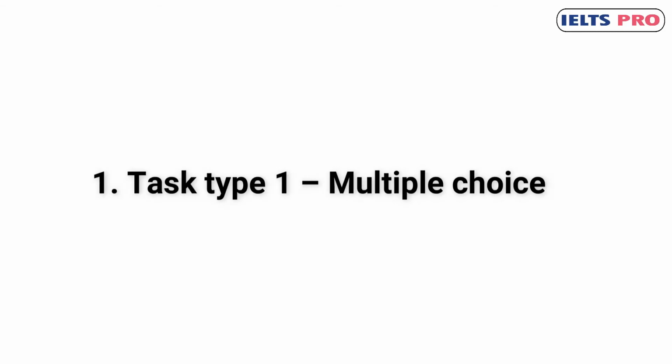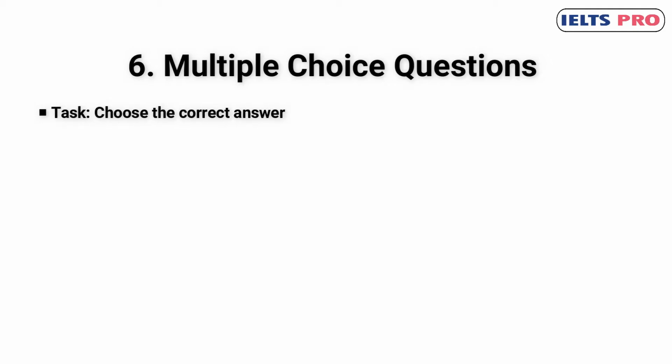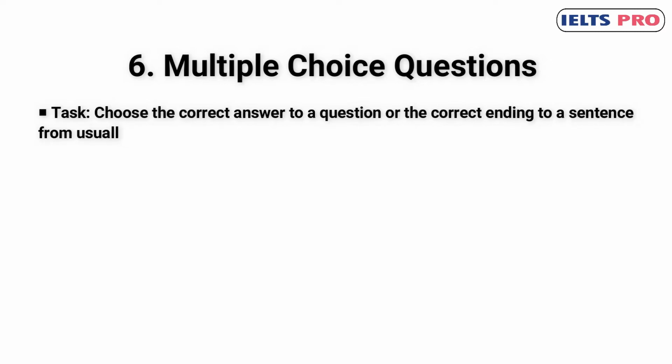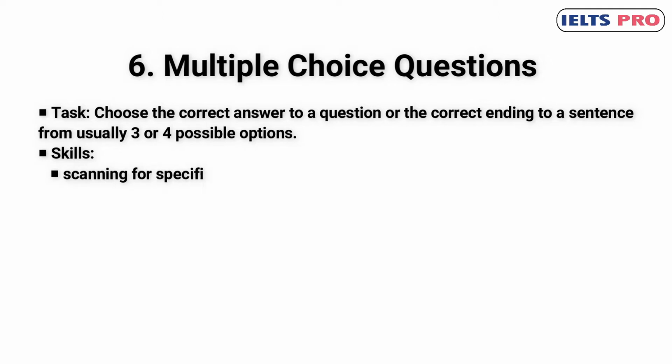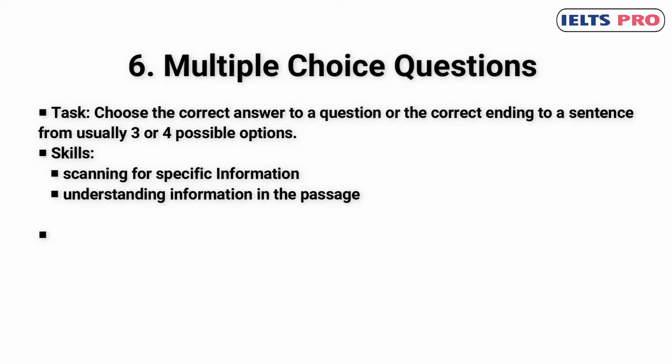Task Type 1, Multiple Choice. Multiple Choice Questions. Task: choose the correct answer to a question or the correct ending to a sentence from usually 3 or 4 possible options. Skills: scanning for specific information. Understanding information in the passage.